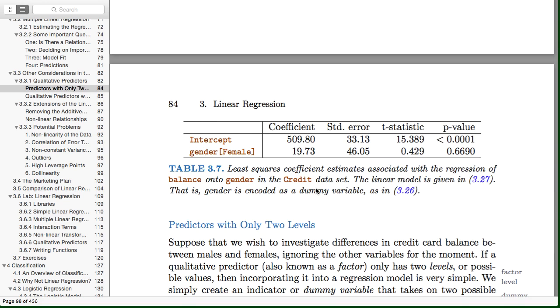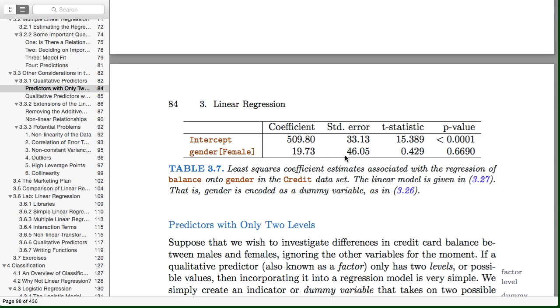So in this particular case, what we had was a coefficient. This is balance and gender, so the output is balance. The intercept is male, so the male carries an average balance of $509. If you're a female, you carry an average balance of $509 plus, you see, adding each unit here adds this much to the Y value. So being female adds $19 to the credit card balance. So this fulfills a stereotype about females.